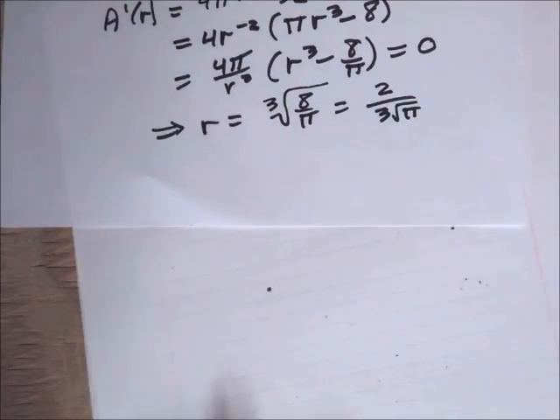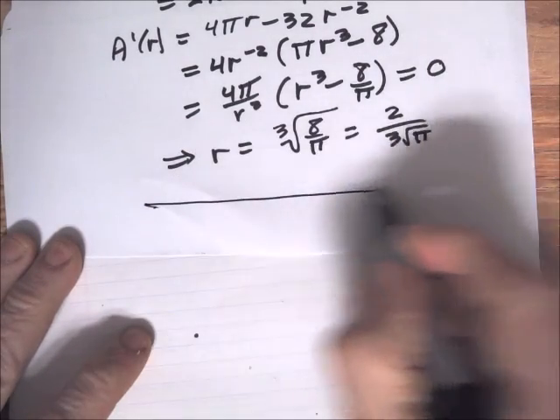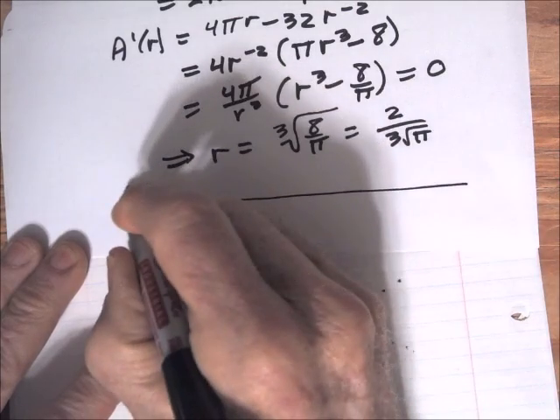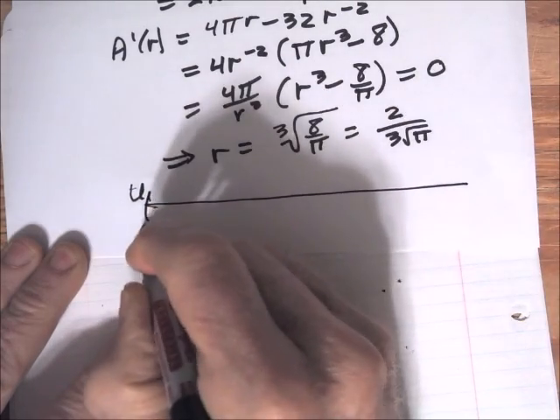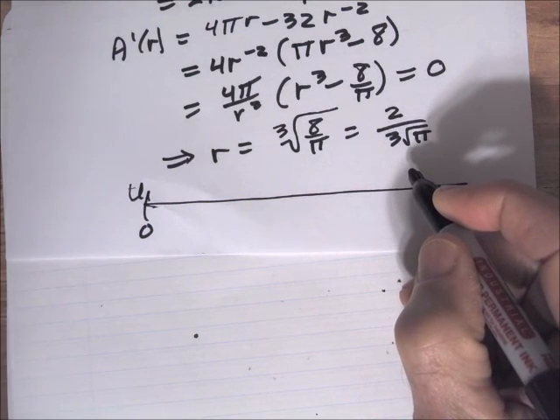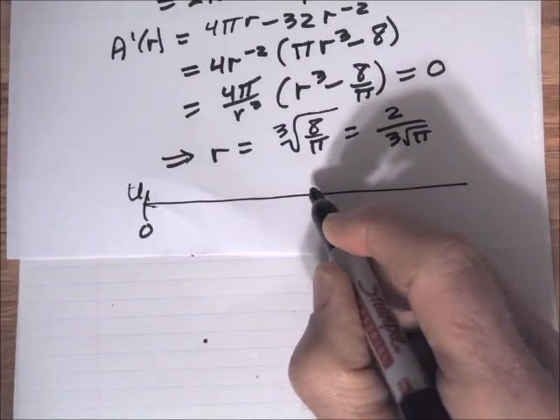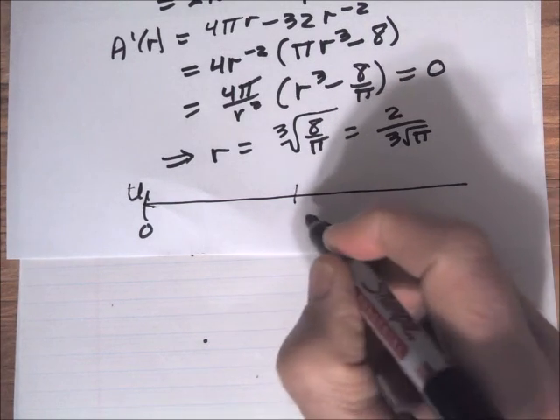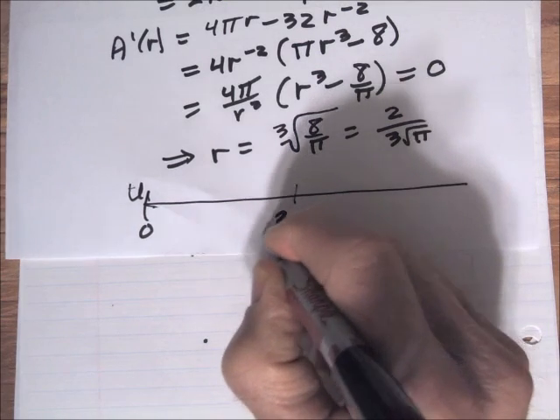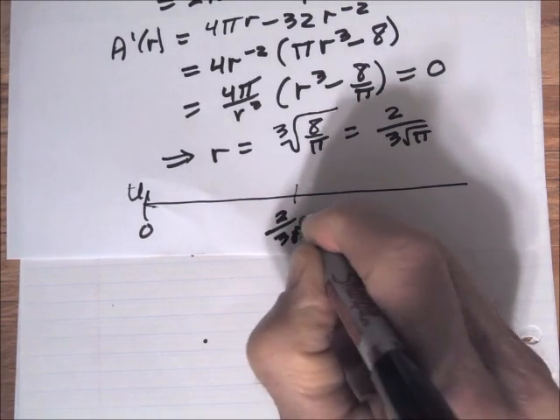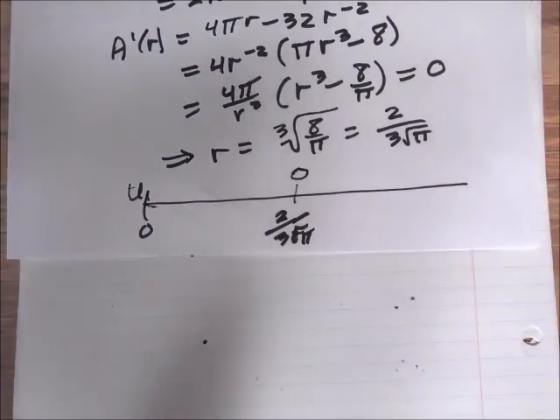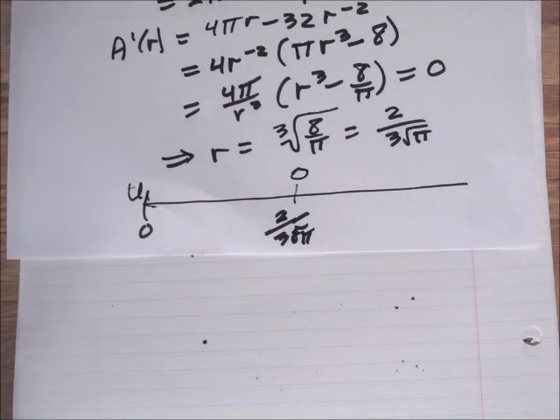Okay, so maybe I'll move this down a little bit. At 0 this is undefined, that's the lower bound for the domain, and then at 2 over cube root of pi, the derivative is going to be 0, and so we want to pick a number less than 2 over the cube root of pi.